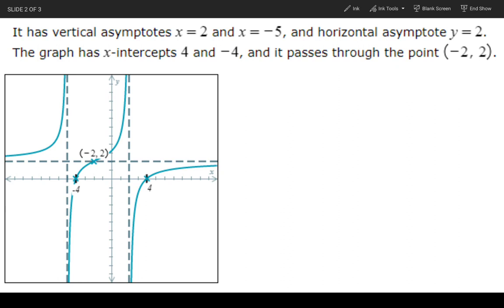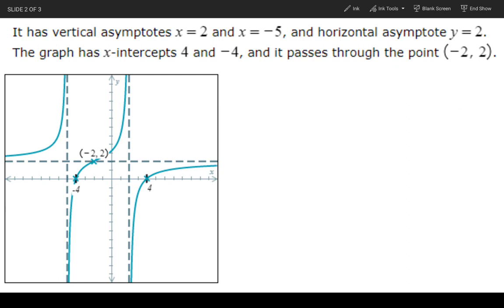It has a vertical asymptote at x equals 2 and x equals -5. It has a horizontal asymptote at y equals 2. The graph has x-intercepts at 4 and -4, and it passes through the point (-2, 2). Now, I can use a lot of this. This usually has a set of 5 or 6 possible scenarios on the bottom.